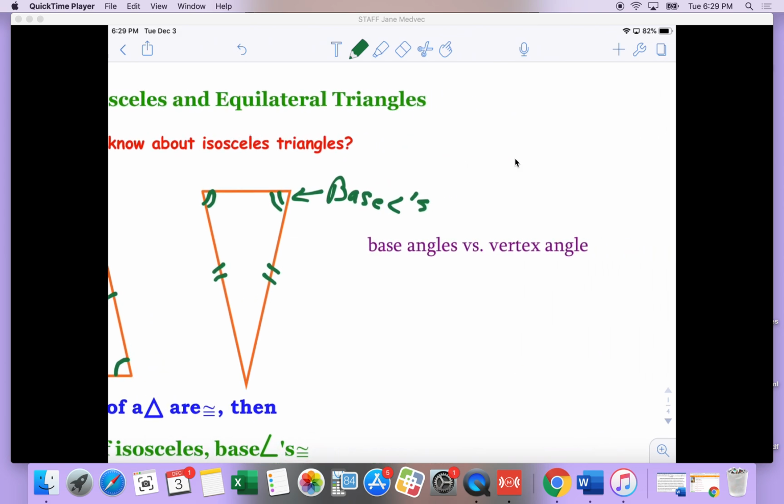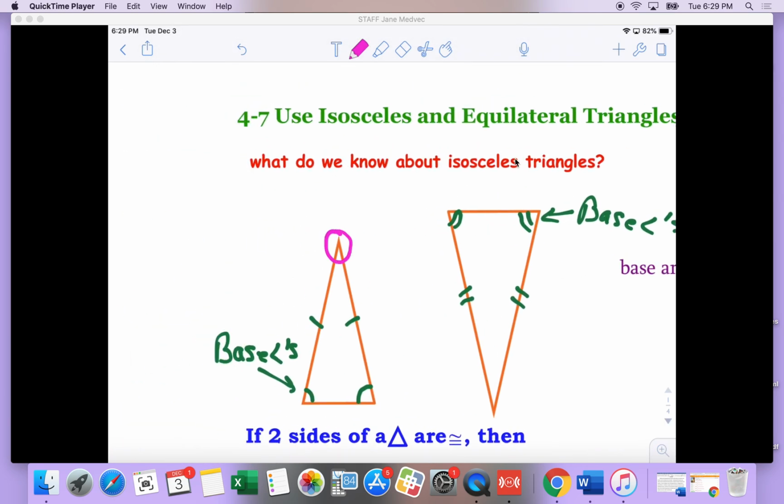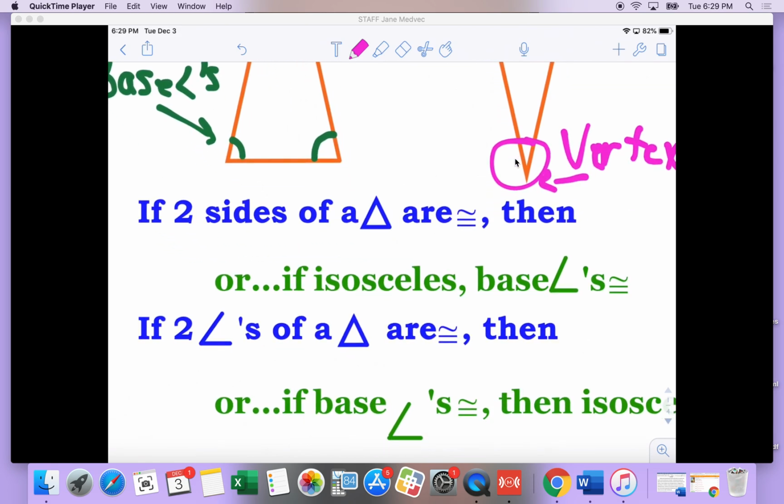And then you're going to notice it says, what's a base angle versus a vertex angle? Well, the other angle, the one that forms the hat, that's called the vertex angle. So what does this do for us? Well, if two sides of a triangle are congruent, then I know that their base angles are congruent. Also, if they tell me that I have an isosceles triangle, I can also say base angles are congruent.